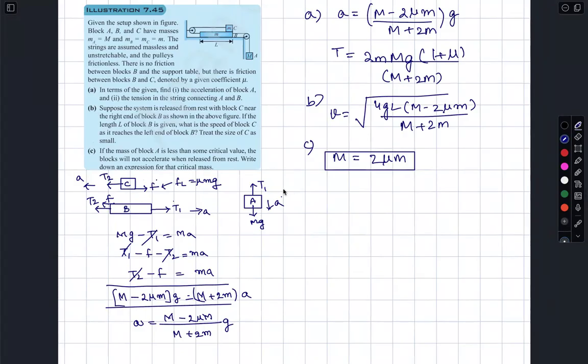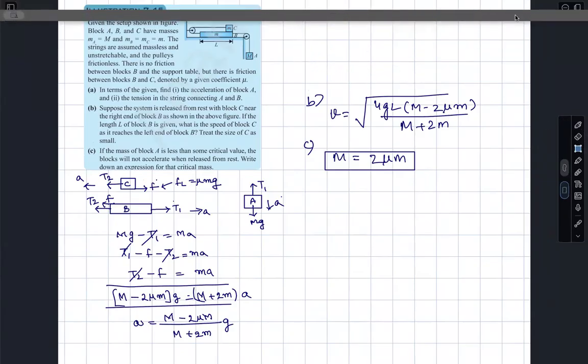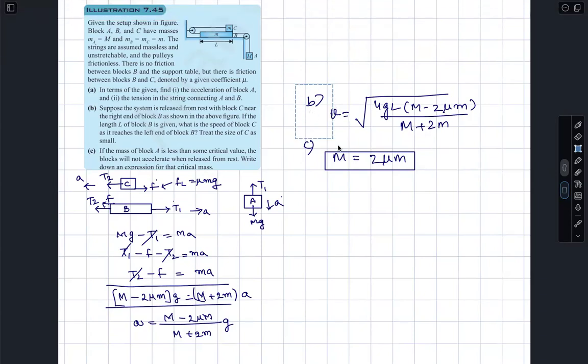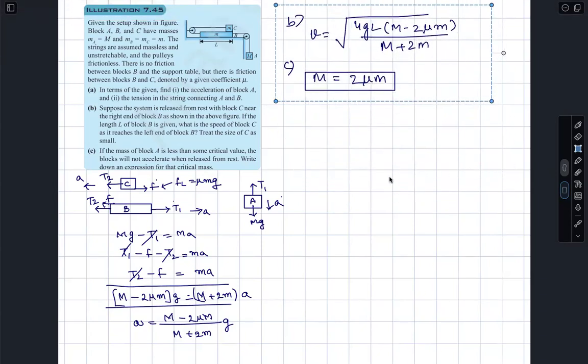Actually, this is a simple format. The first part is a simple format. For example, if they ask you questions like what is the tension, all that you can answer in no time. You have every data. You know A, you can find T1, you can find whatever you want, because you have that acceleration term.